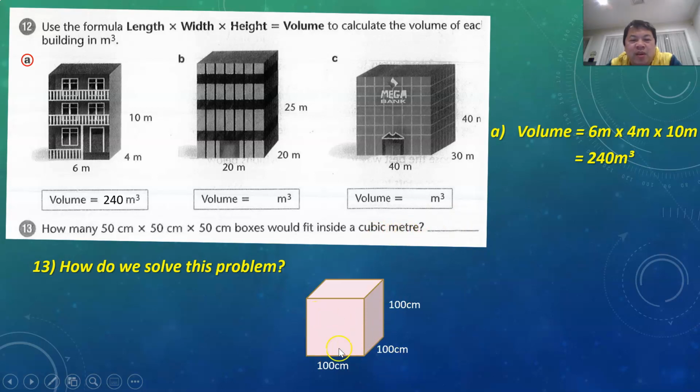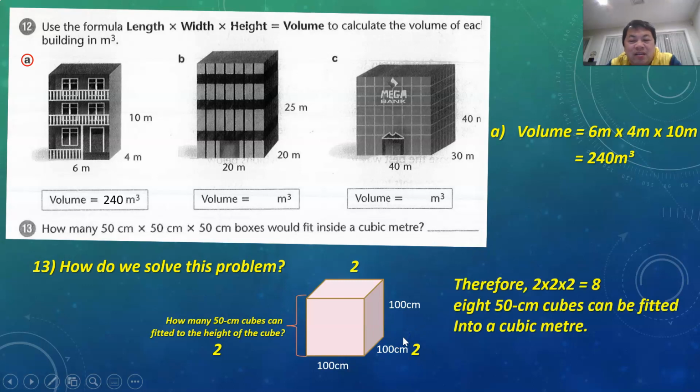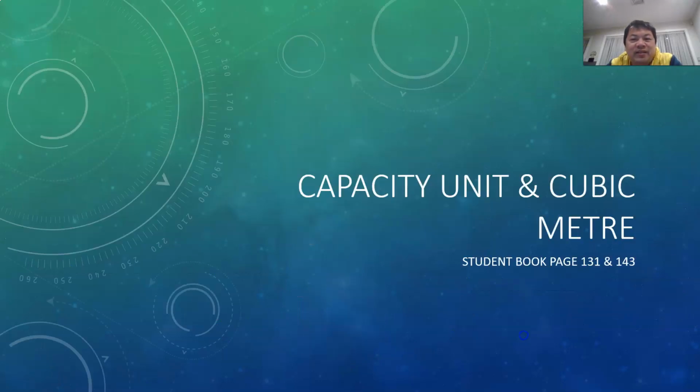So we've got to ask ourselves, how many 50 cm cubes can we put along, let's say, the height here? Seems like we can only put 2, isn't it? What about along the length here? Again, you can put another 2. What about the width here? Again, you can put another 2, isn't it? So in total, you can put 2 by 2 by 2, which is 8. So you can put 8 50 cm cubes into a cubic meter box. Make sense? Okay, good.